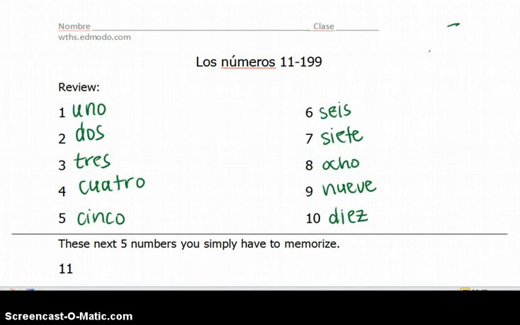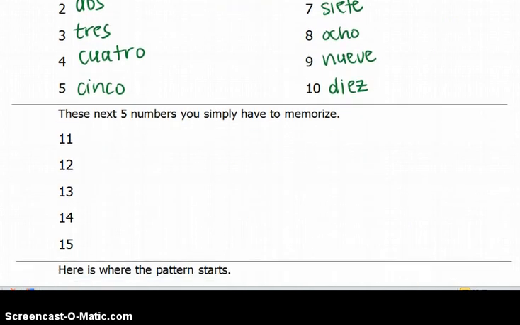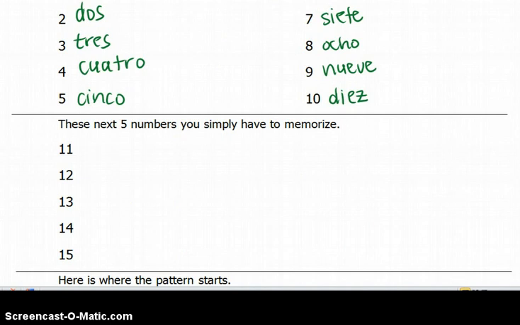Here we have the numbers 1 through 10. Check your spelling. 1, 2, 3, 4, 5, 6, 7, 8, 9, 10. If you remembered those and spelled them all correctly, excelente. Moving on, these next 5 numbers, 11 through 15, you simply have to memorize. After that, we have a pattern. So 11 is once. Say these out loud to yourself as well.